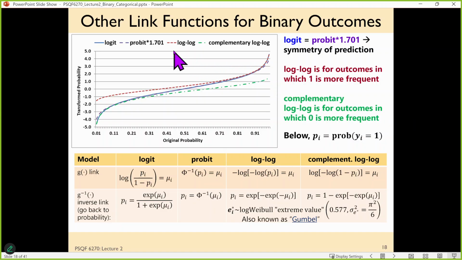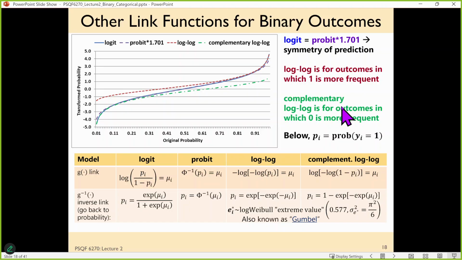So I have here 4 different choices. Blue and purple, which are pretty much indistinguishable, is logit or probit rescaled to match logit. So probit times 1.7 is logit. Now they both rise away from a probability of 0.5 at the same rate that they decline away from a probability of 0.5. So it's a symmetric kind of curve here.